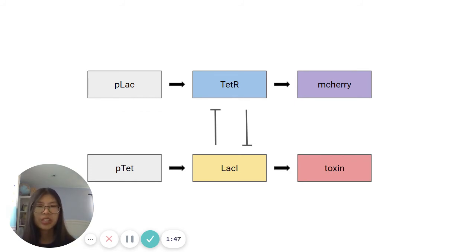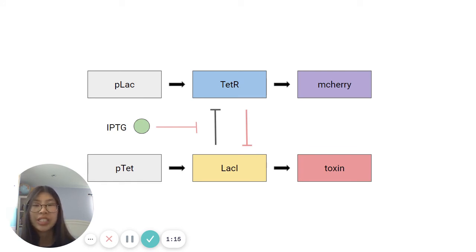So going back to my explanation of how TET-R and LAC-I are repressor proteins, they actually repress each other. And as a result, that prevents us from having both of these states occur at the same time. So if TET-R is being expressed, it will repress LAC-I, and as a result, the toxin can't be expressed, and only mCherry, or fluorescent protein, is expressed. On the other hand, if LAC-I is expressed, it will inhibit TET-R as well.